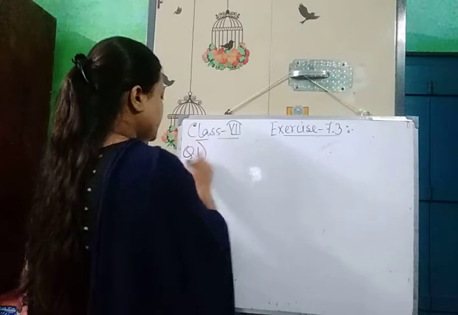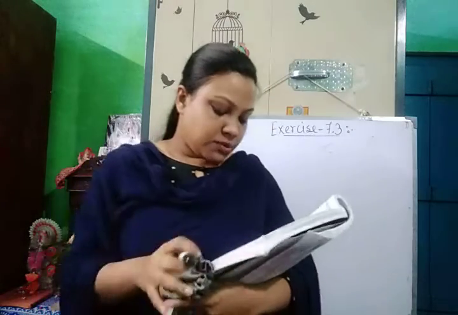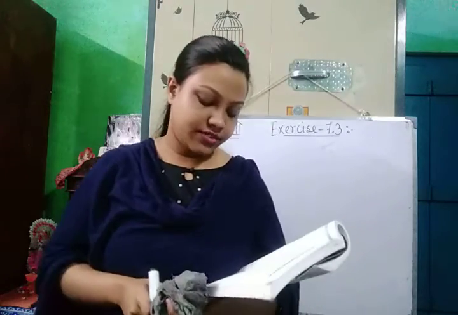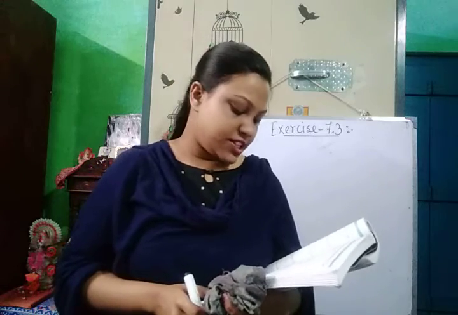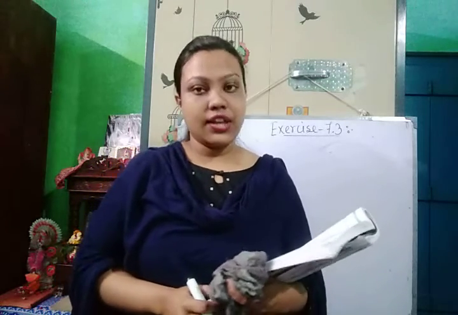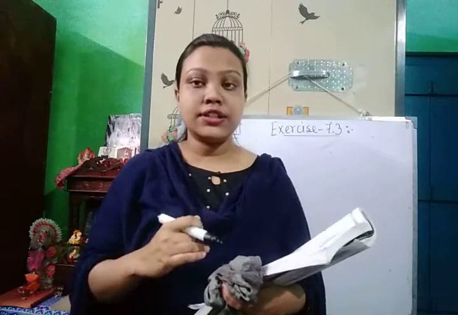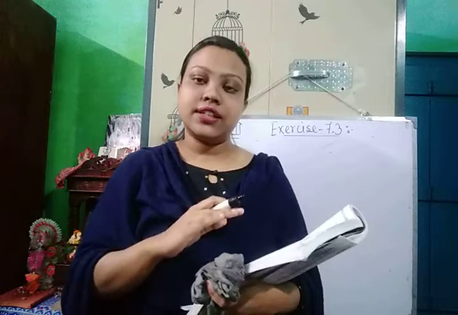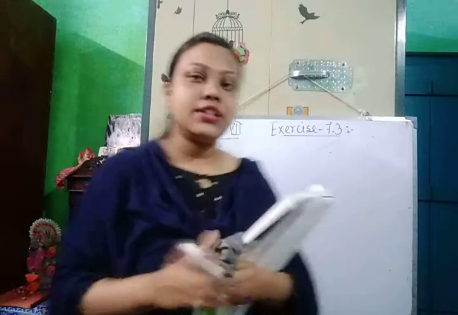So first I am doing question number 1 from exercise 7.3. See, Rohan bought a calculator for rupees 760 and sold it for rupees 874. Find his profit and profit percentage. So here he bought a calculator and the selling price is greater than the cost price, so he must have a profit. What is the profit?